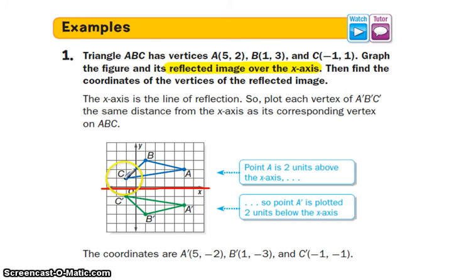And again, all you have to do, this is more of a visual thing, all you have to do is count. Point C is 1 unit away from the line, which means C prime has to be 1 unit away from the line. Same thing with B. Point B is 1, 2, 3 units away from the line, which means B prime has to be 1, 2, 3 units away from the line. Okay?